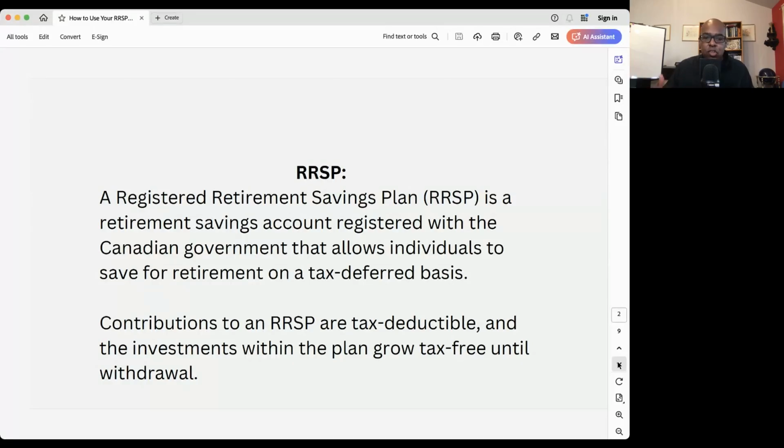First of all, if you make contributions to an RSP, they are tax deductible. And while the money stays in that account, it grows tax free and essentially tax deferred, because it grows tax free until you have a withdrawal.